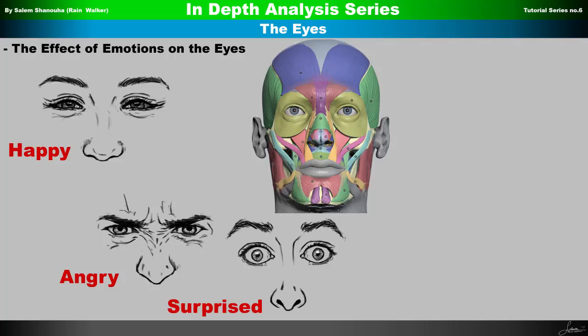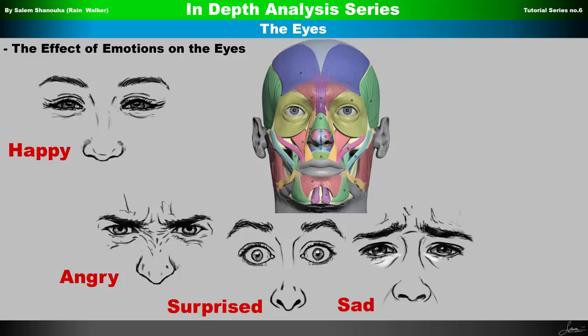In case of being surprised, as we saw, the frontalis raises the eyelid up, uncovering the iris and showing it in the middle of the eyes. In the sad emotion, we have the depressors and the procerus pushing the eyes toward the center and up, arcing the eyebrows down and closing a bit of the eyelids.